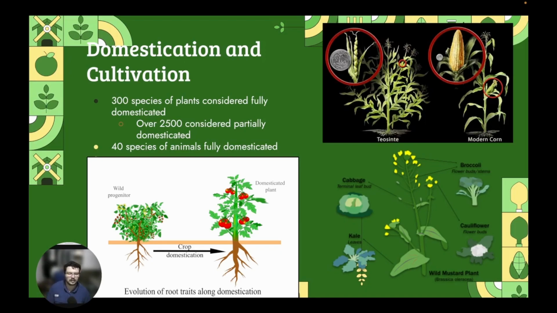So broccoli is an example. Broccoli is a cousin of mustard. Cabbage comes from mustard. Kale comes from mustard. Cauliflower comes from mustard.